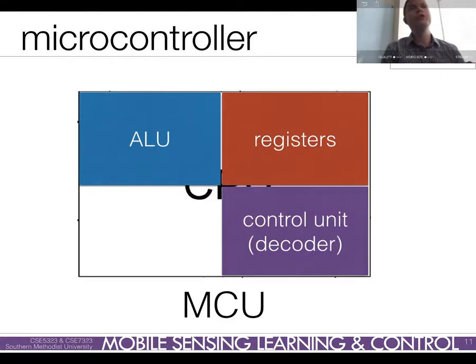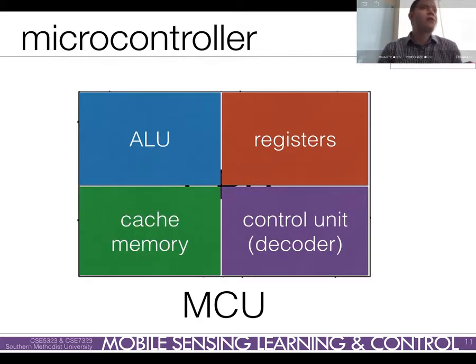You're going to have a control unit. Essentially, the control unit, the most common one is the decoder, which is helping the ALU decode instructions. And some cache memory that's usually on the side right there. It's very, very fast to read and write from. Okay, so there's your MCU.